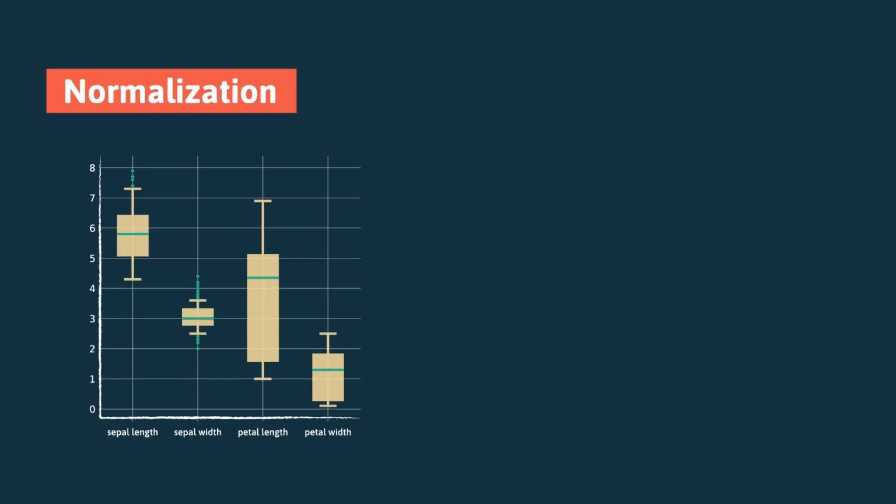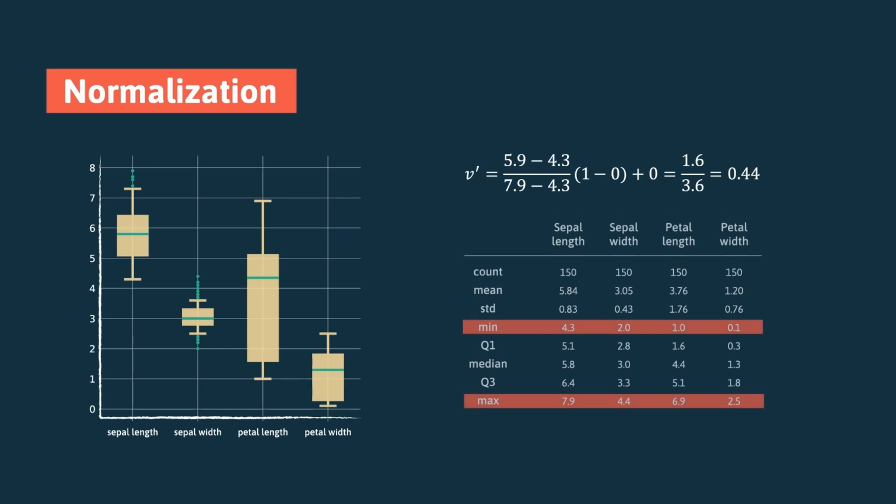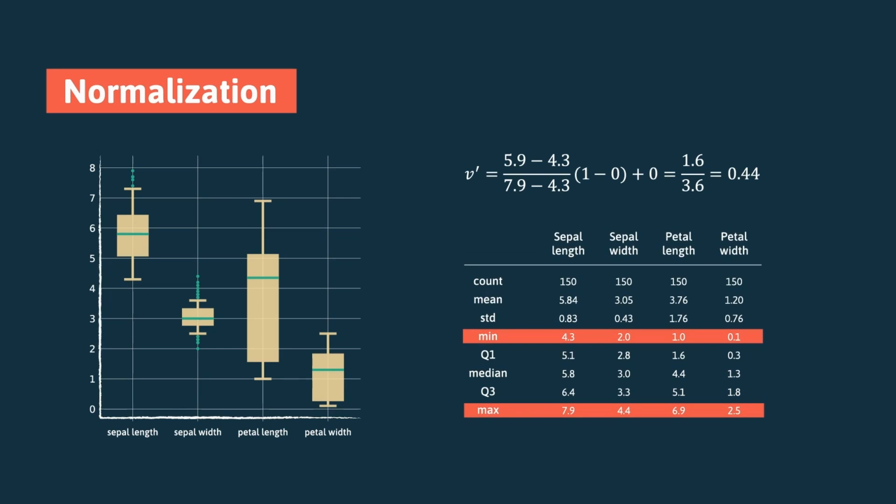So, in order to transform to the range between 0 and 1, we would have to apply the given formula to each value for each variable. For example, the first record with a sepal length of 5.9 would become 0.44, given that the minimum and maximum for the sepal length variable are 4.3 and 7.9 respectively, as we can see on the table on the right.